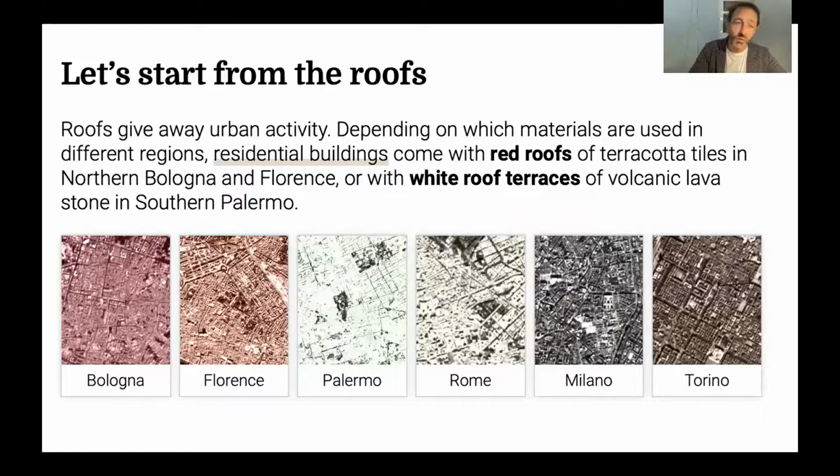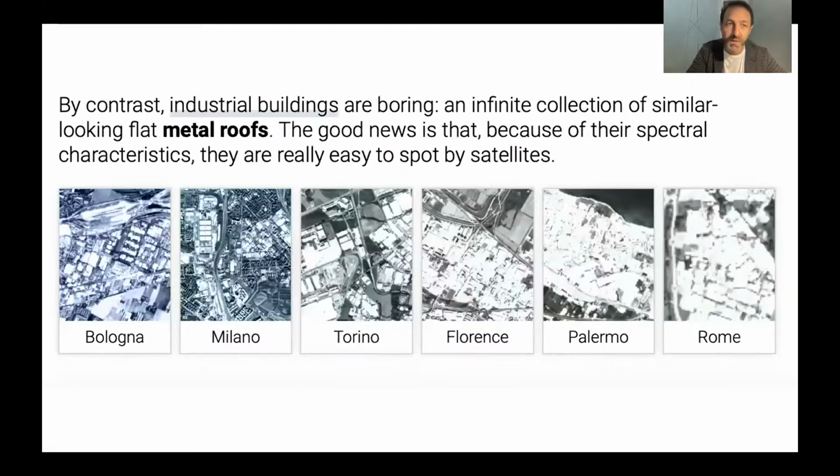And why is that? Well, roofs might have the answer. Roofs give away urban activity. If you look at residential buildings, for example, depending on the materials that are used in these residential buildings, you can have red roofs or white roofs. Red roofs in the northern part of Italy, for example Bologna and Firenze, they use terracotta tiles. Whereas Palermo, which is the third image here, is white. Why is that? Because of the volcanic lava stone in South Palermo, in Sicily in general.